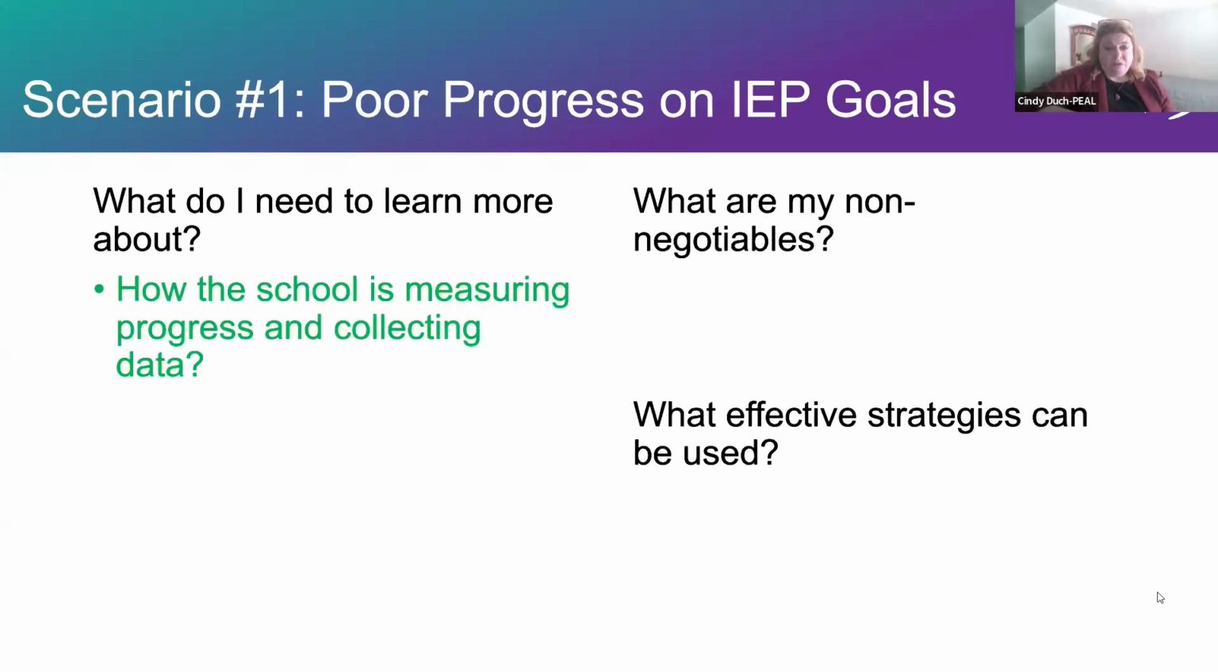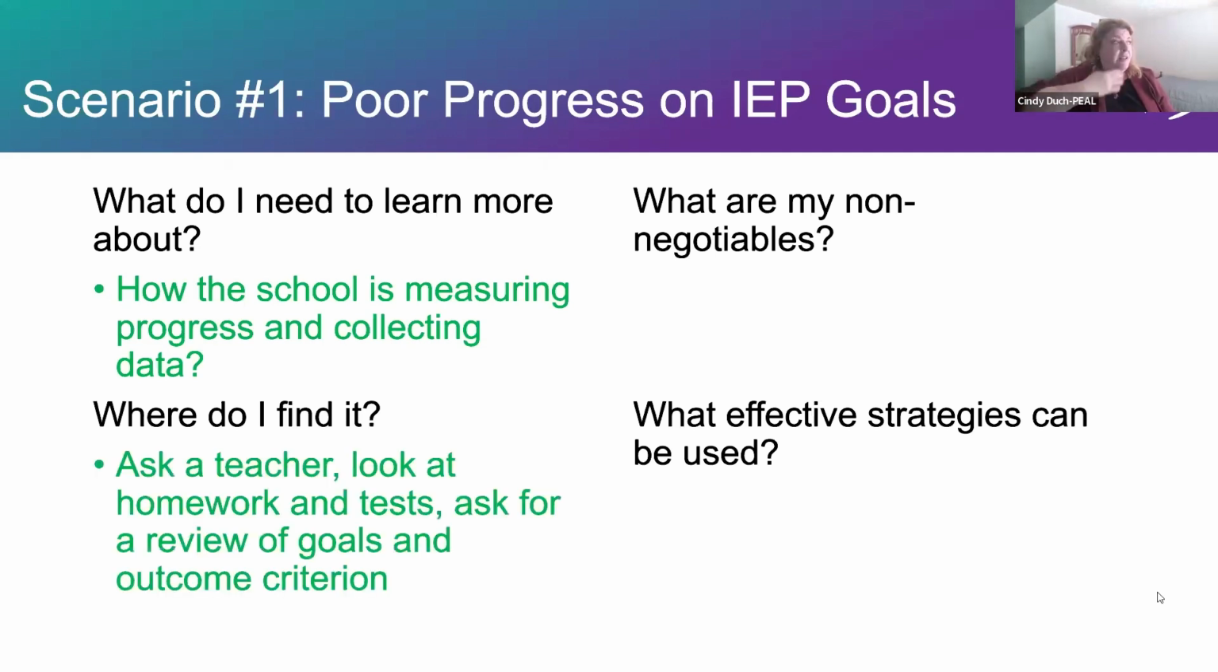So maybe you need to know how the school is measuring progress and collecting data. Again, something that the Peel Center has a specific training on, but always good for a parent to learn what that looks like. And where do you find that? That's information that you should be able to get and that you are entitled to. So you can ask the teacher. Homework and tests are helpful. Ask for a review of goals and the outcome criterion. If there's something you don't understand, again, ask your team, or you can call Peel Center, we can help you out. Figure out what those questions are to ask.